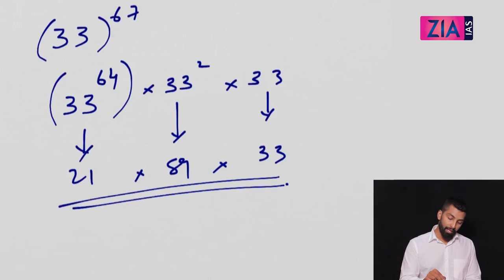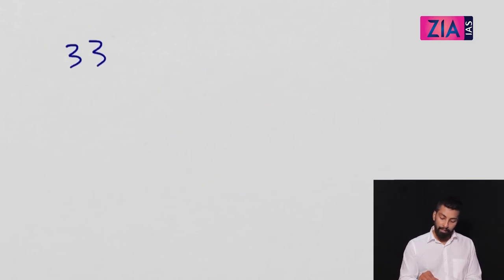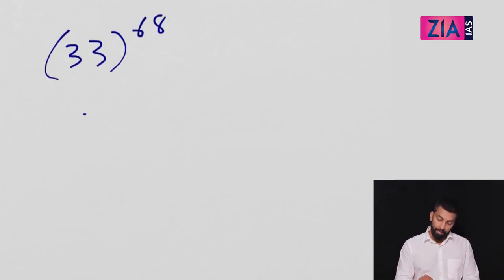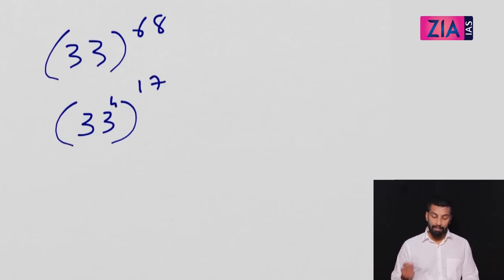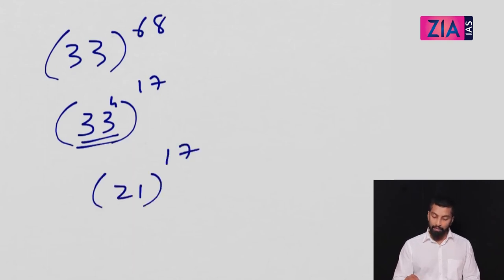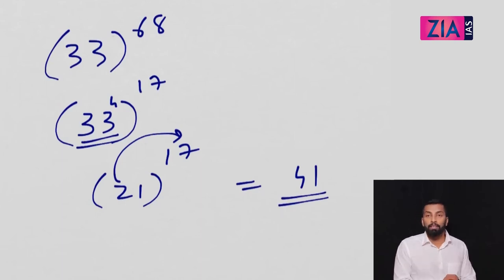Now what will be the next question? Next will be 33 raised to 68. That is nothing but 33 raised to 4 raised to 17. No need to do anything. That is easy. So 33 raised to 4 will be ending in 21. Then 17 means 1, 2 into 7, 4. That will be ending in 41. I hope this is clear for all of you.